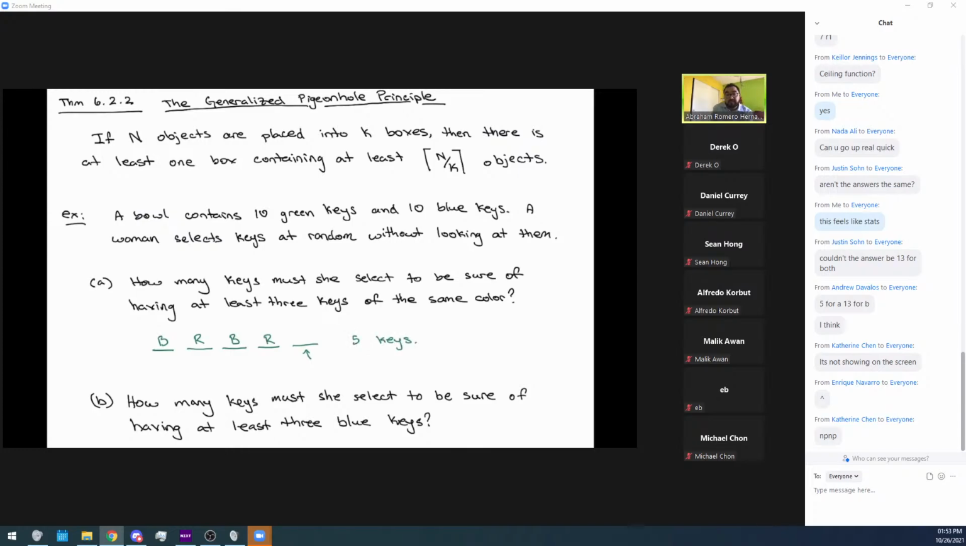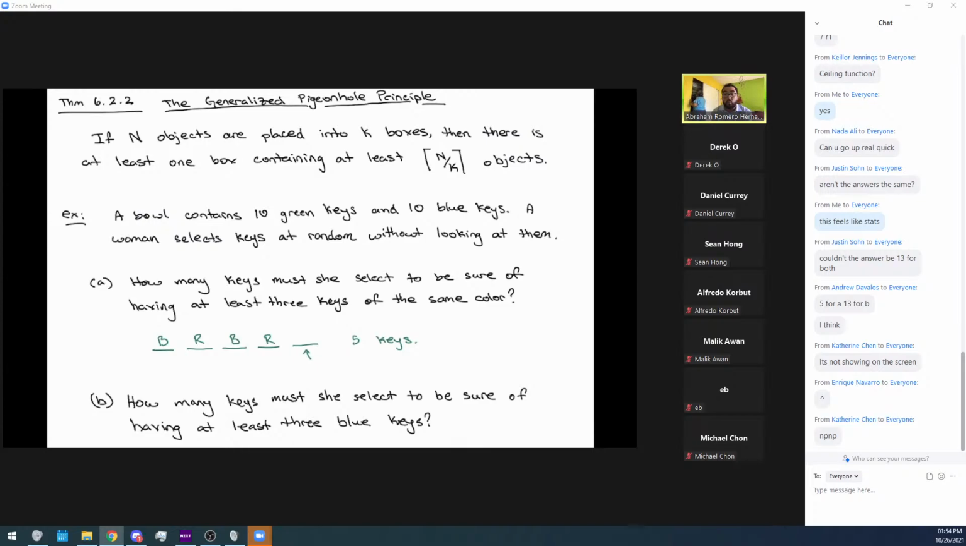Does that make sense? For the first one, for part A, 5 keys. It can't be 3 because if it was 3, then you're assuming that each time she goes in to select a key, it's going to come out that exact same color. But there's a small probability of that. We want to be able to say, to be sure, that she's going to have at least 3 keys of the same color. Does that make sense?